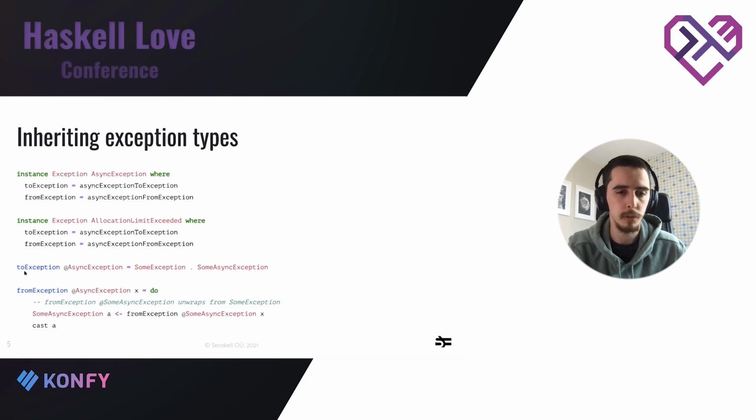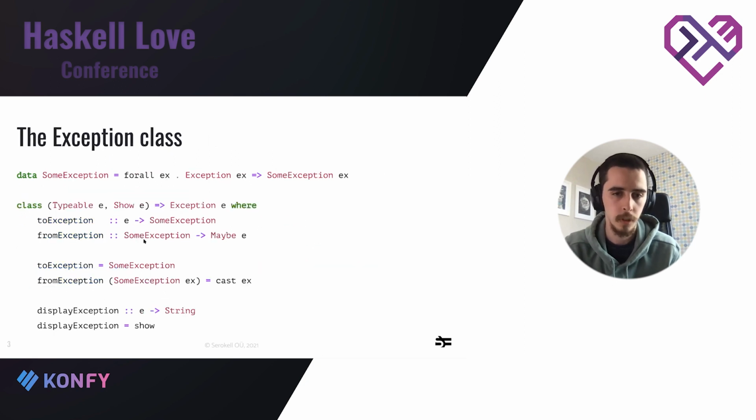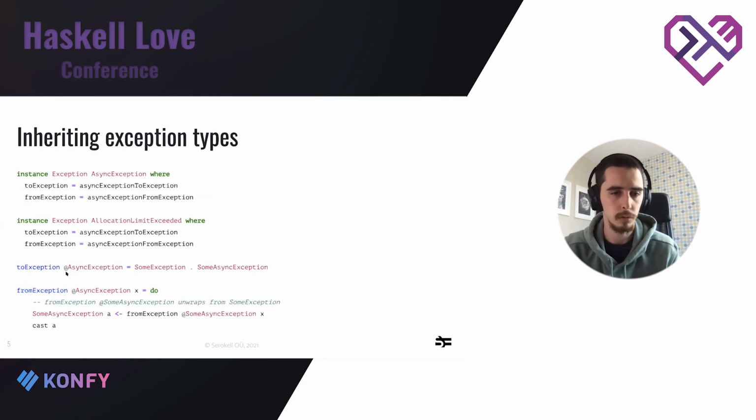Now let's see what will happen if we specialize the toException method for the AsyncException data type. We will inline this definition to toException . SomeAsyncException, and toException is applied to a value of SomeAsyncException type, which uses the default Exception instance definition. So it will simply apply the SomeException constructor. So toException for AsyncException applies 2 constructors.